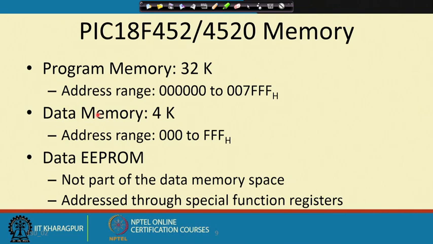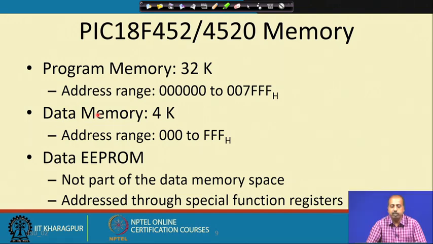In the 18F family, there are many variants. There is the 452 or 4520. This is a slightly improved version, where the program memory size is 32 kilobyte and the address range is 0 to 7FFF, and then the data memory size is increased. It is going to be 4 kilobyte, with address range 000 to FFF, and there is another data EEPROM. That is not part of the data memory space, and it is accessed by special function registers, the SFRs.